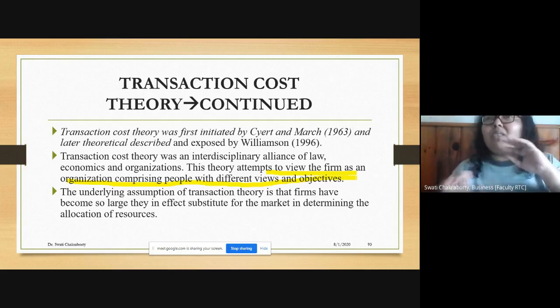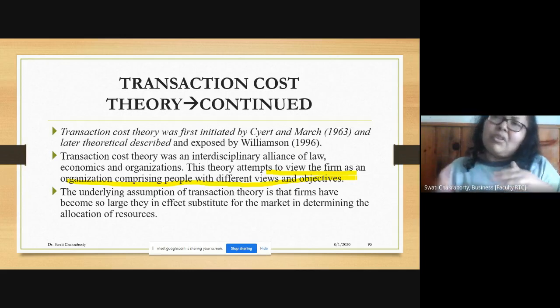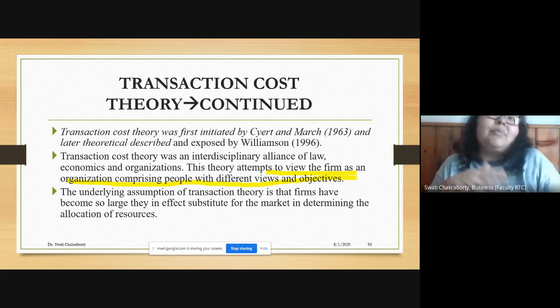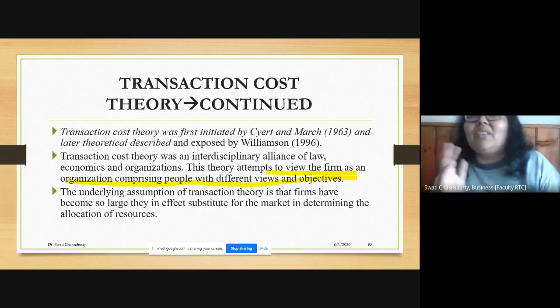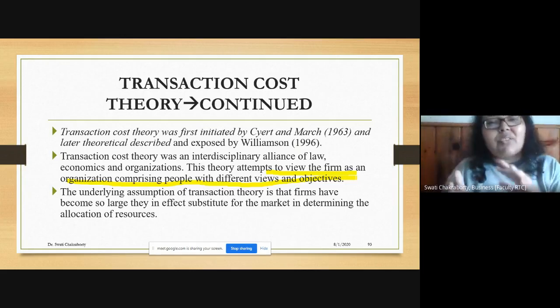And when a transaction happens, interaction happens, that involves a cost. That cost could be monetary cost, it could be non-monetary. Time is also a cost, giving time. That's what transaction cost theory is.